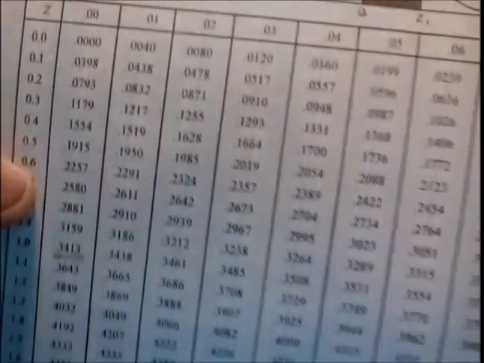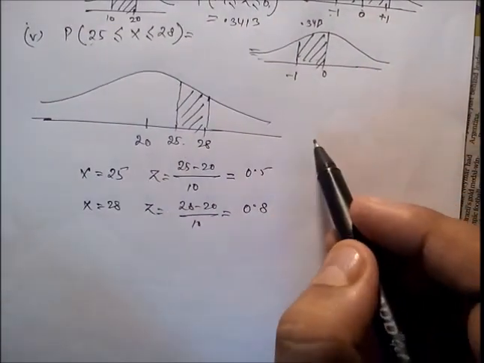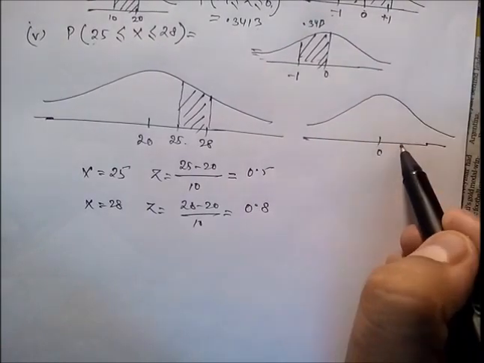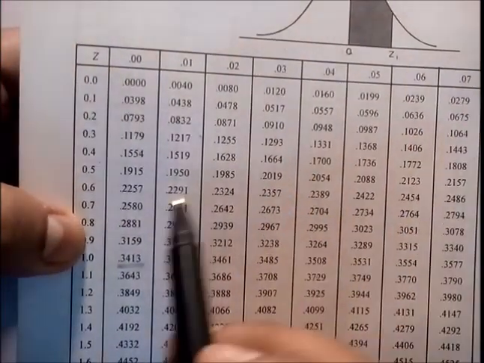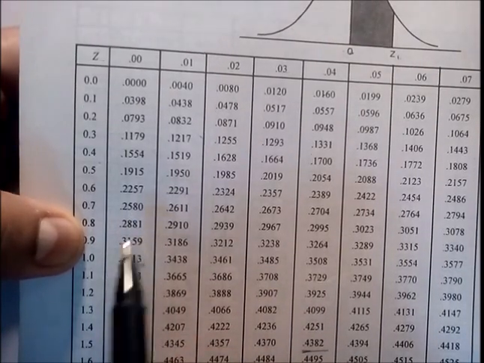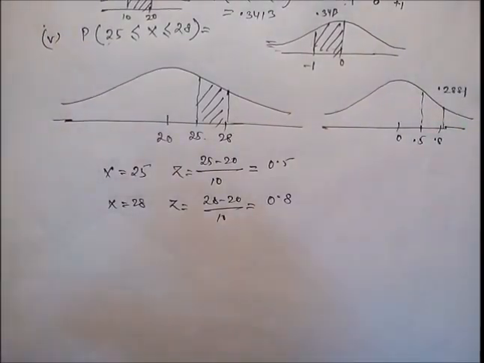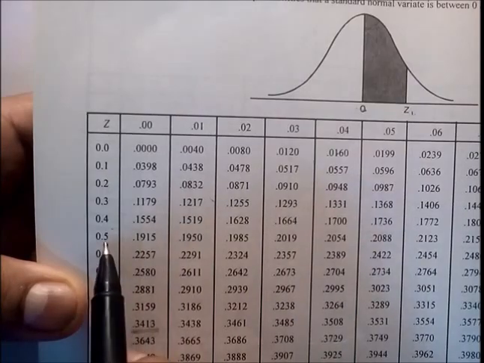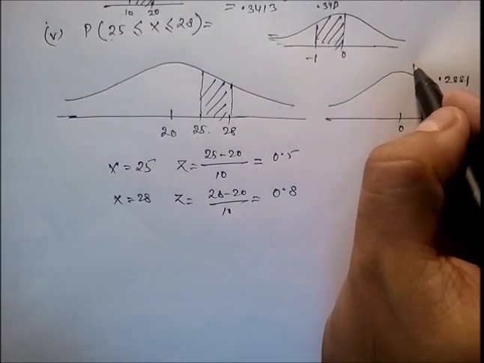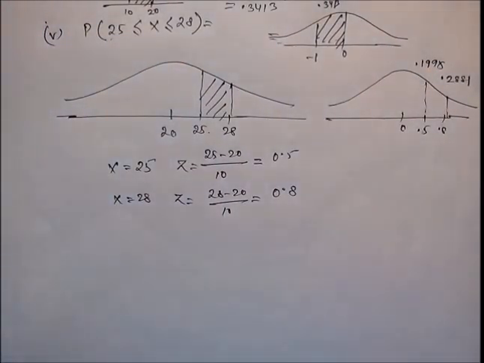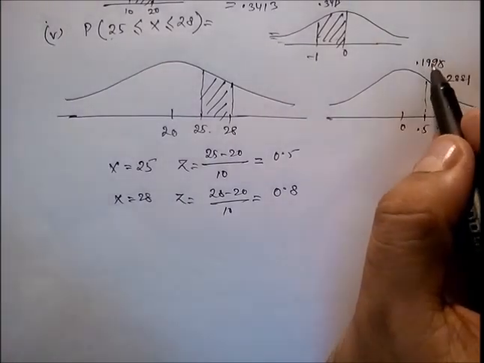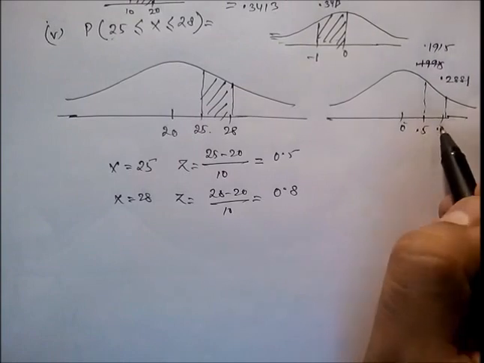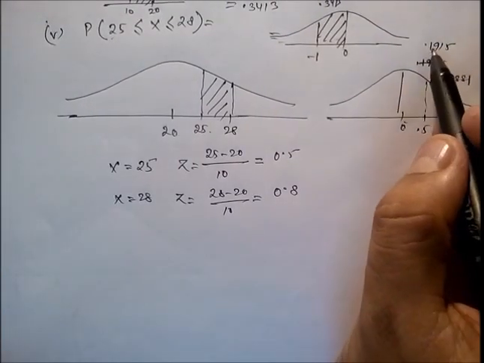From the table we can see here, 0 to 0.8. So for 0.8, it is 0.2881. Now 0.5, it is 0.1915. If it is 0.5, you can see here once again 1915. So 0 to 0.8 it is 0.2881, and 0 to 0.5 is 0.1915.